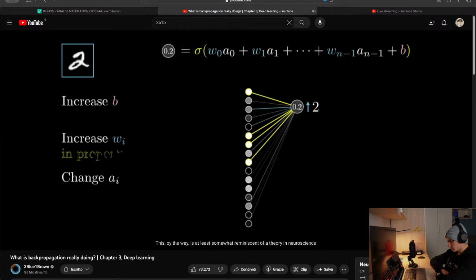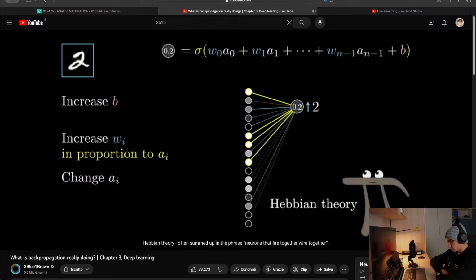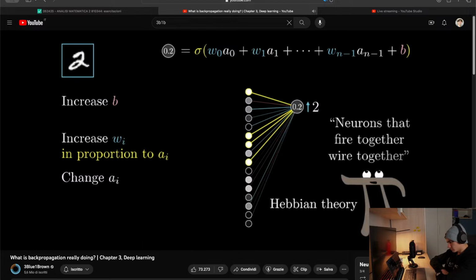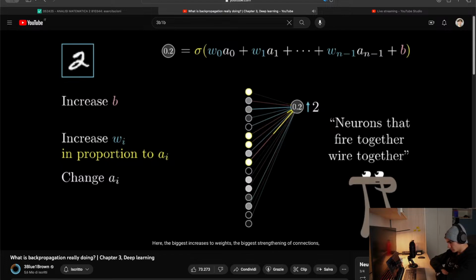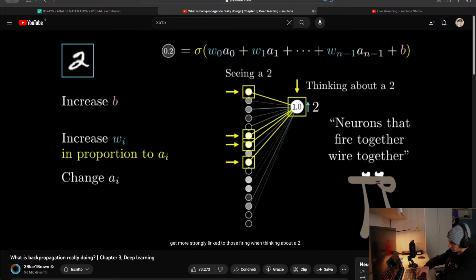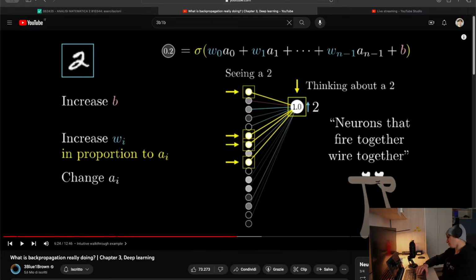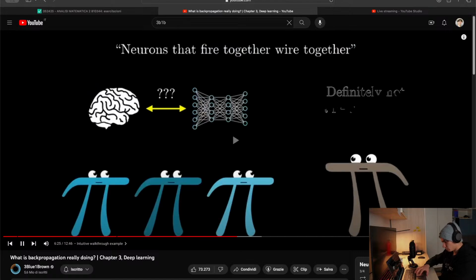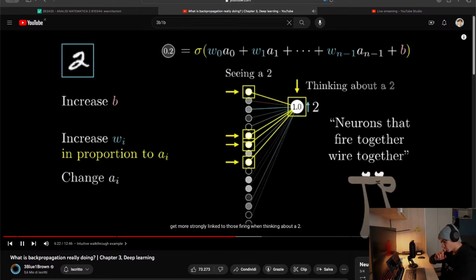This, by the way, is at least somewhat reminiscent of a theory in neuroscience for how biological networks of neurons learn, Hebbian theory, often summed up in the phrase, neurons that fire together wire together. Here, the biggest increases to weights, the biggest strengthening of connections, happens between neurons which are the most active and the ones which we wish to become more active. In a sense, the neurons that are firing while seeing a 2 get more strongly linked to those firing when thinking about a 2. So we want to maximize those that would ultimately maximize the cost function, that is, the activation of the 2.